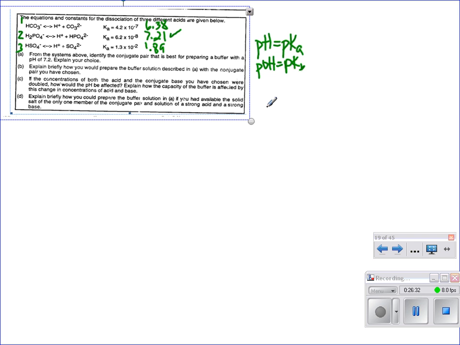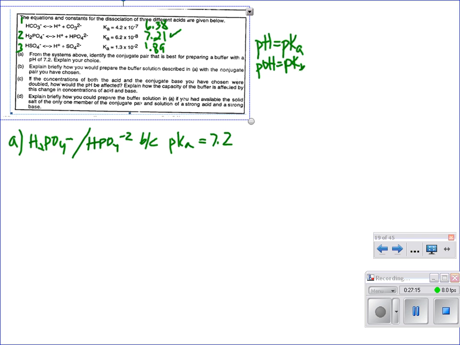So that being said, A says, from the systems above, identify the conjugate pair that is best for preparing a buffer of pH 7.2. So the best pair would be H2PO4 negative and HPO4 negative 2, because the pKa is equal to 7.2. That's all you need to say. Yeah, they're trying to simplify it. That's going to be the simplest way. And even if the two concentrations aren't exactly the same, they'll be close enough that it'll still be your best option. All right, part B.